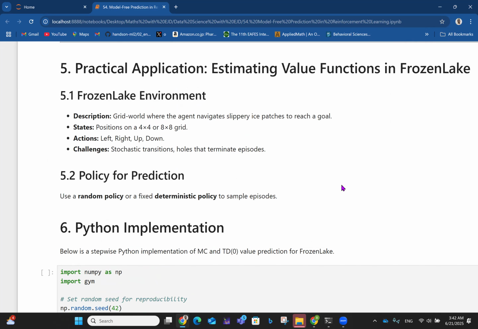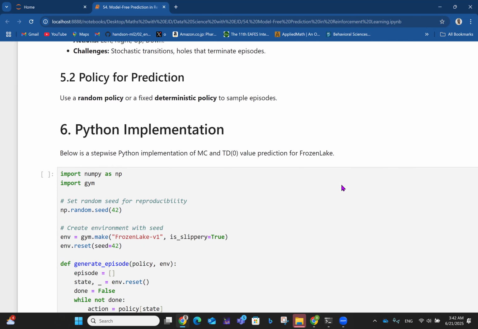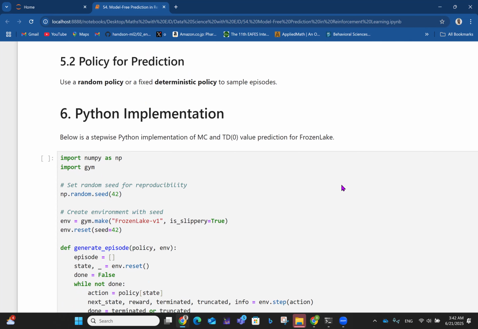Okay. So the state positions on a 4 by 4 or 8 by 8 grid, and the actions are left, right, up, and down. Challenges, stochastic transition, holes that terminate episodes. So if you get into a hole on the frozen lake, you can get stuck there, right? Sort of something like that. So we have the policy for prediction. You want to use a random policy or a fixed deterministic policy to sample episodes.